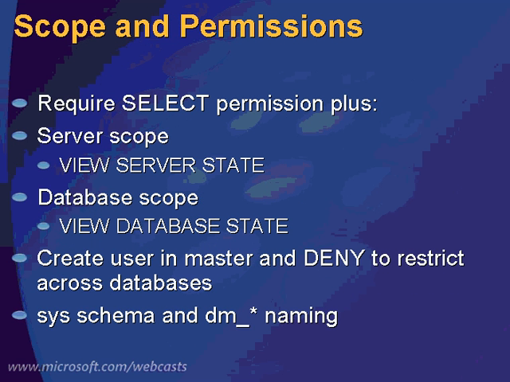Now, to get to the information in this, obviously we wouldn't want everybody to be able to look at anything going on inside the server in this way. You need select permission on the view itself, or on the function. With any of these, though, we also need the VIEW SERVER STATE permission, which allows us to look at any of the ones that have a server-level scope. For anything with a database scope, we need to have VIEW DATABASE STATE.